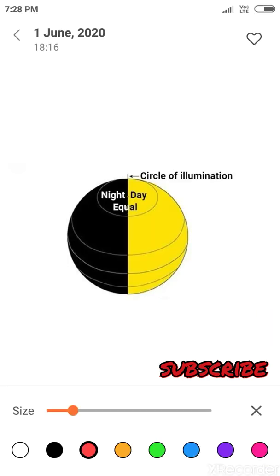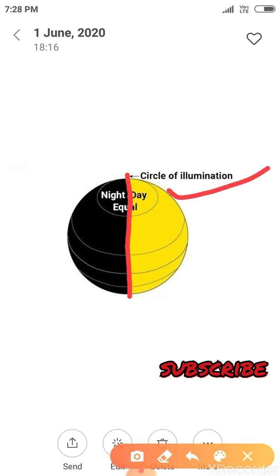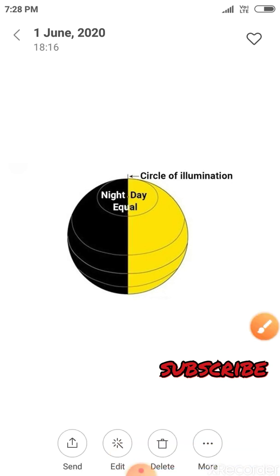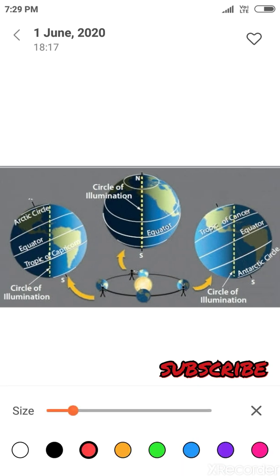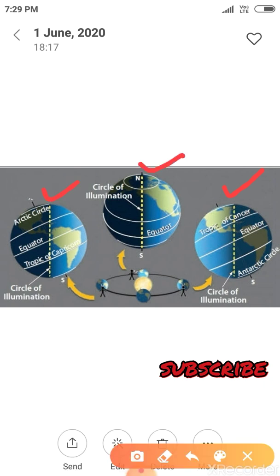The circle that divides day from night on the globe is called the circle of illumination. This line is called the circle of illumination. And I will also show you another figure. Look at this picture. These are the different positions of the earth around the sun, and this is the position of the circle of illumination. I think this is clear to all.